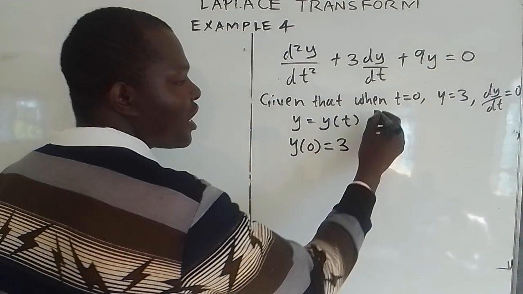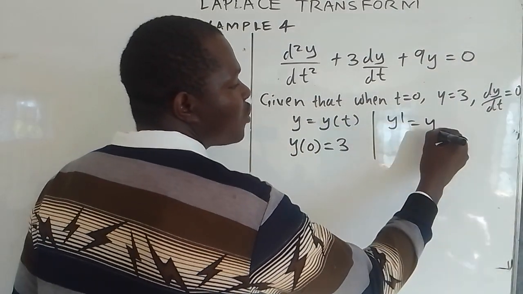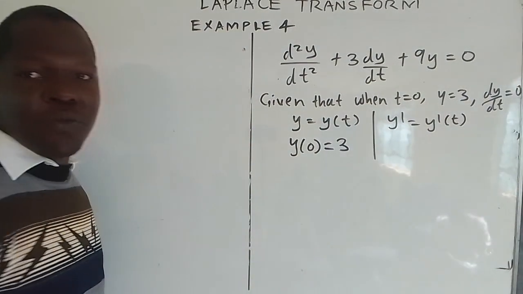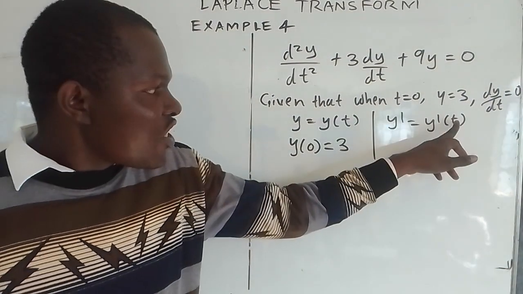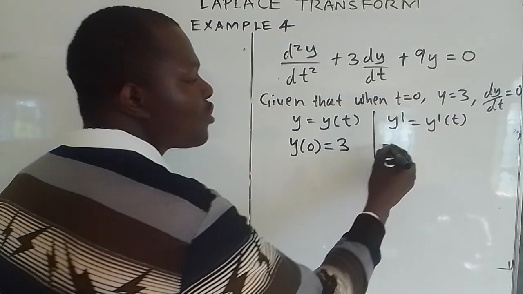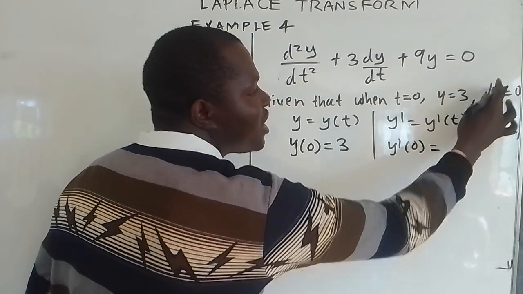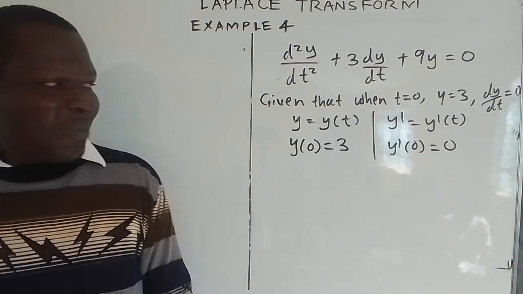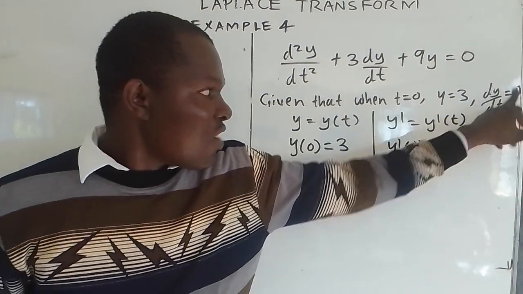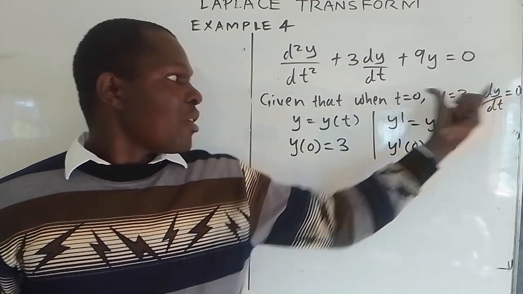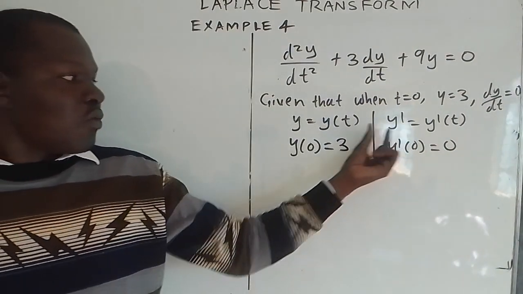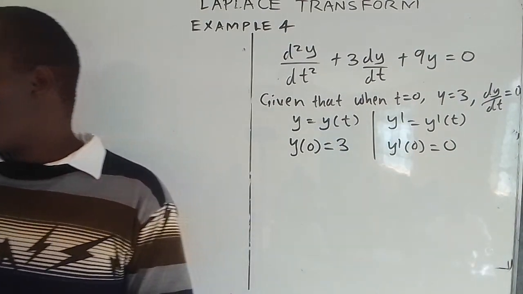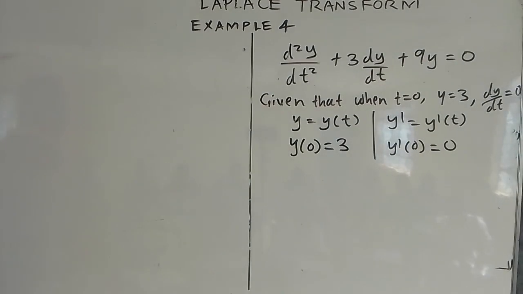If you differentiate this, you'll get y prime of t, isn't it? Meaning when t is 0, where there is t, if you put 0, the first derivative of y, dy over dt, is what? Is 0. Meaning when t is 0, dy over dt is 0. So these given boundary conditions, you've now transformed them into the form that can be substituted in Laplace, isn't it?